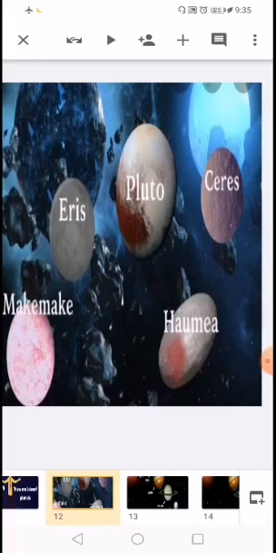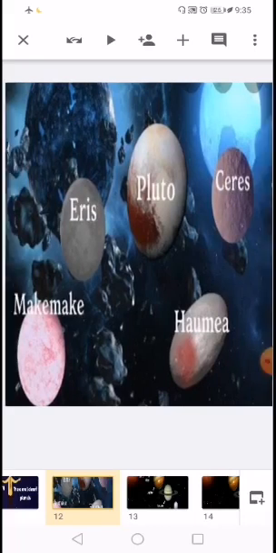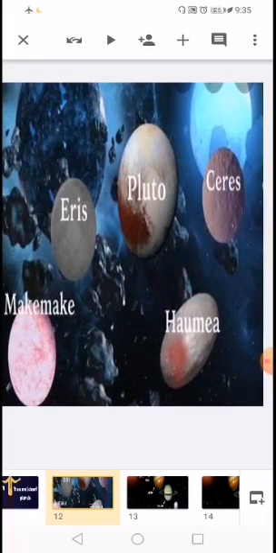In one of them you can also hear this: after Neptune, the next planet is Pluto. But Pluto does not have a clear orbit. That's why it is considered a dwarf planet.